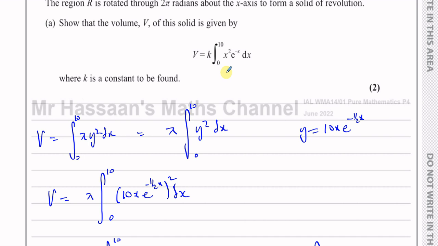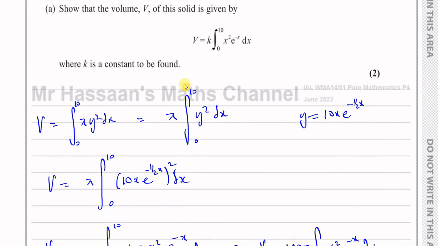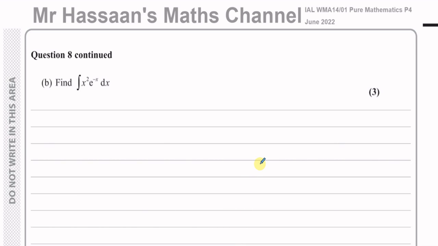Okay, so we've got the answer for part A. Now for part B, we are asked to integrate this expression with respect to x. It's kind of separate from part A, but kind of related, because this expression is part of what we had to show, and of course I think it's going to be used in part C. But part B just simply tells us to integrate this particular expression.